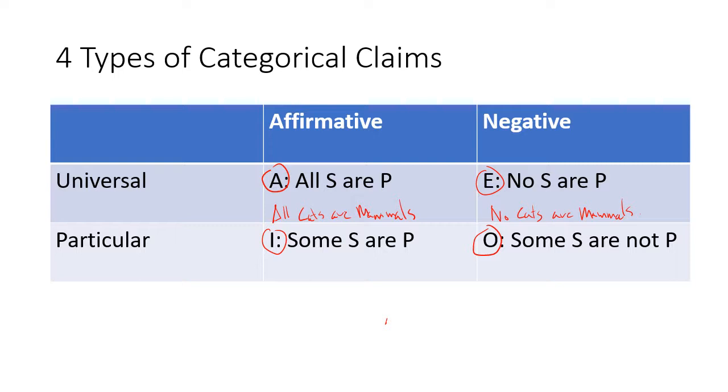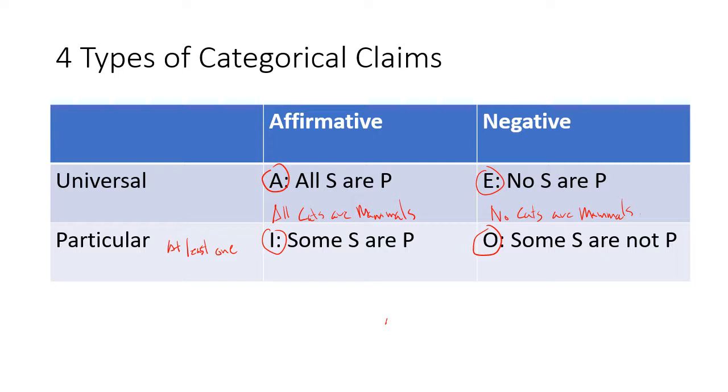Okay, so universals, what makes them universals is we're talking about everything in the subject category. In the case of particulars, we are talking not about everything, but just some of the things. And in categorical logic, "some" translates to "at least one." So we don't know anything in terms of numbers other than that there's at least one thing that is in the subject category that either is, in the case of the affirmative, or is not, in the case of the negative, a member of the predicate category.